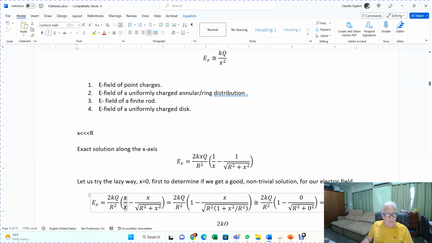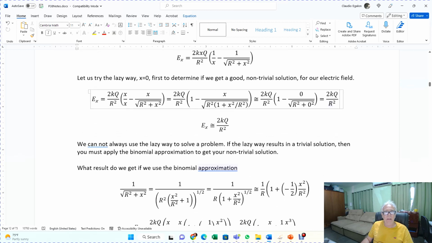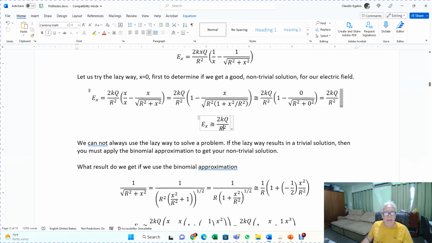Because x canceled here with this x, we don't have to worry about making it equal to 0. But then by making it equal to 0 here and here, what do you get? We get a non-zero solution, which is 2kq over r squared. In this specific case, r squared is a constant, the radius of the disk, right? k is constant, Q is constant, and R is constant as well.